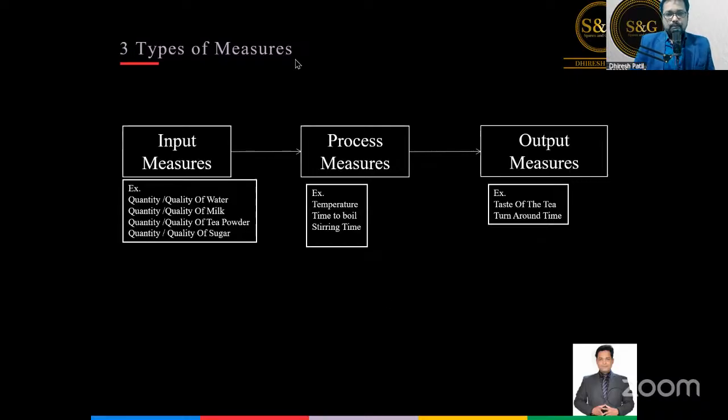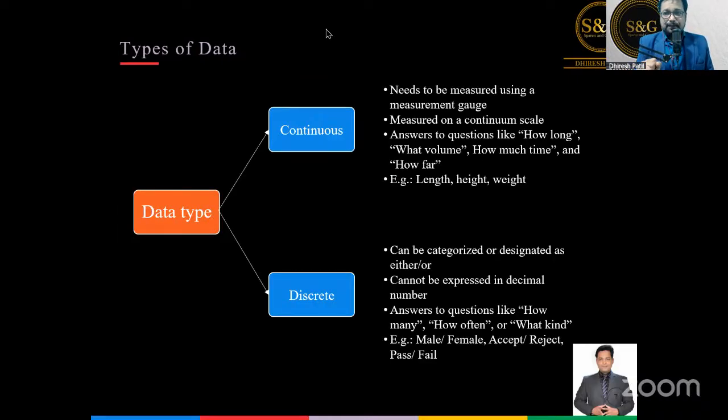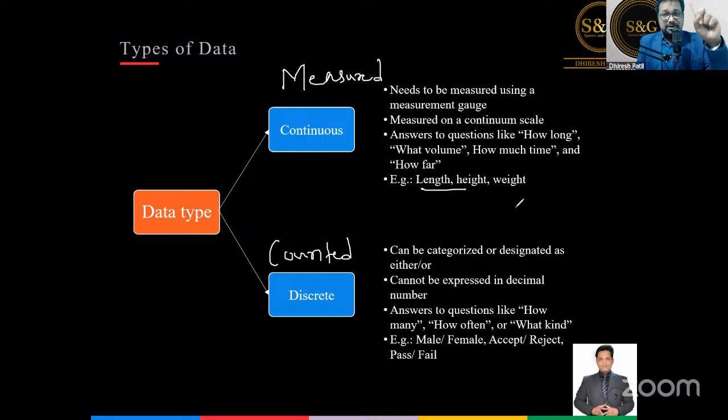Now, once we collect the data, there are two types of data we'll come across. One is called continuous data. Second is discrete data. Continuous data is like length. Continuous data is measured. Understand this. Make a note of this. And the second type of data is called discrete, which is counted. For example, the length is always measured. The height is always measured. The weight is always measured. Understand this? And on the other side, we always count the number of males and females in the room.